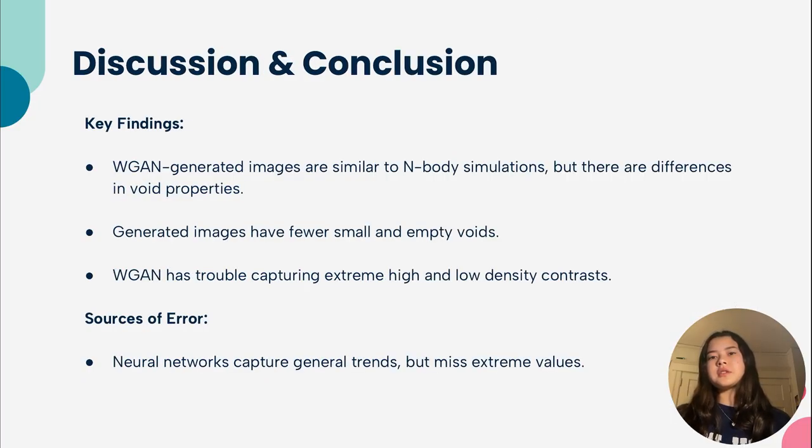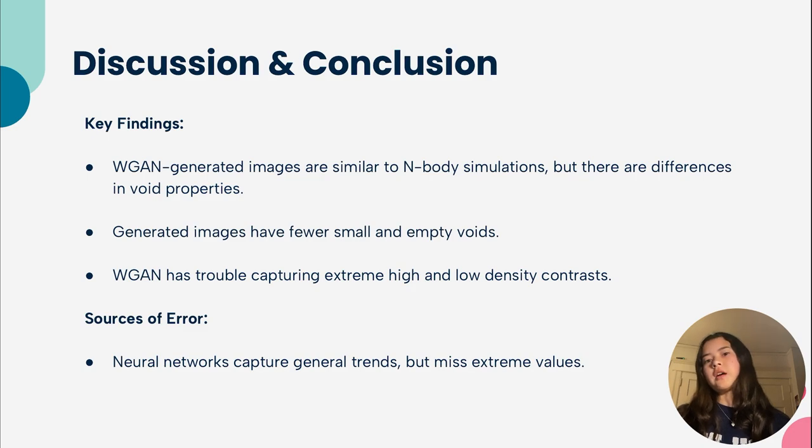So for the discussion and conclusion, the key findings were that the WGAN-generated images are similar to n-body simulations, but there are differences in void properties. Generated images have fewer small and empty voids. Void counts are close, but generated images have fewer small and empty voids. So the WGAN has trouble capturing extreme high and low density contrasts.